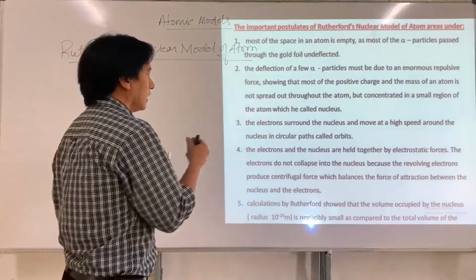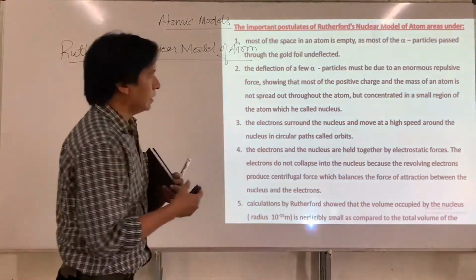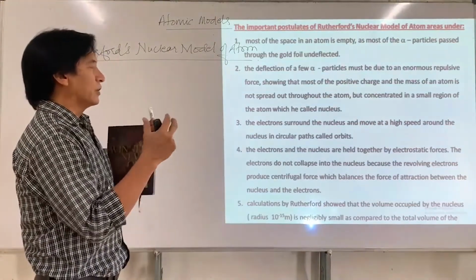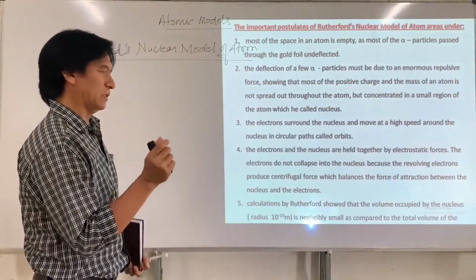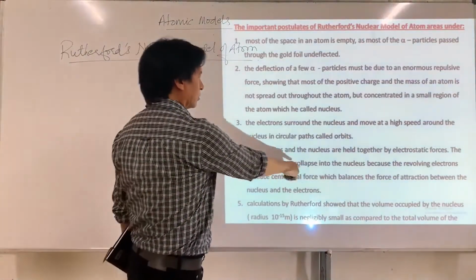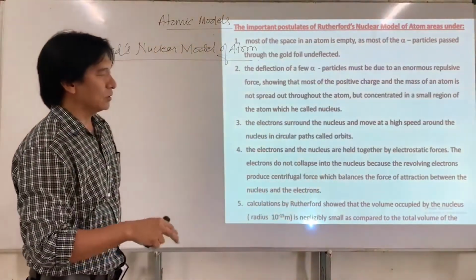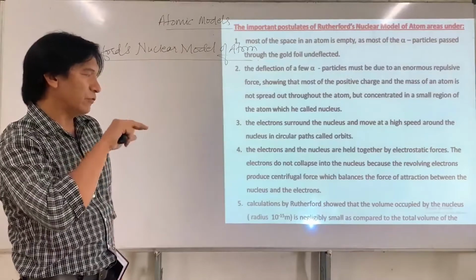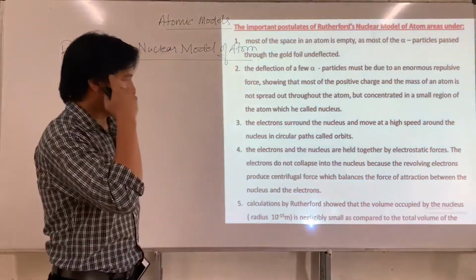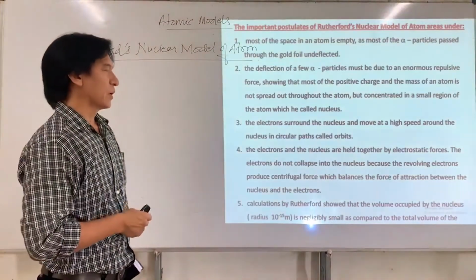So these electrons and the nucleus of the atom are held together by electrostatic forces. The electrons do not collapse into the nucleus because the revolving electrons produce centrifugal force, which balances the force of attraction between the nucleus and the electrons. This is what is said.